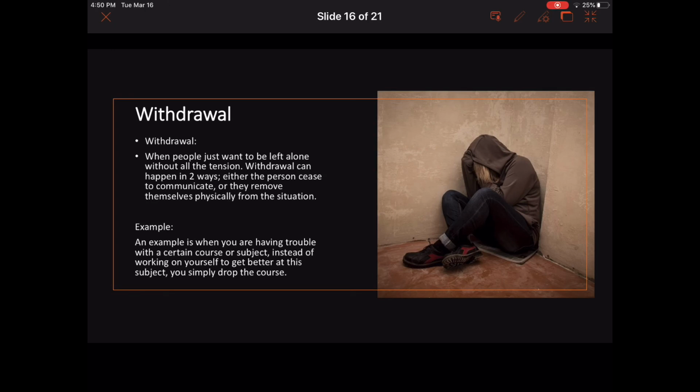An example could be when you are having trouble with a certain course or subject. Instead of working on yourself to get better at this subject, you simply just drop the course. Basically, just physically removing yourself from this situation or this class.